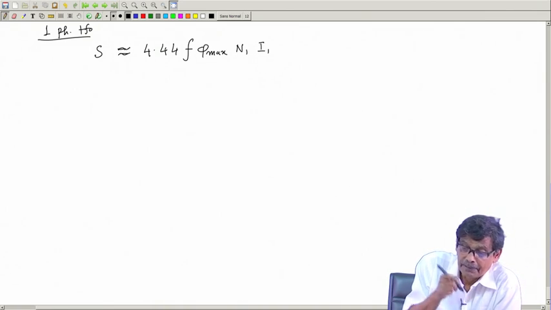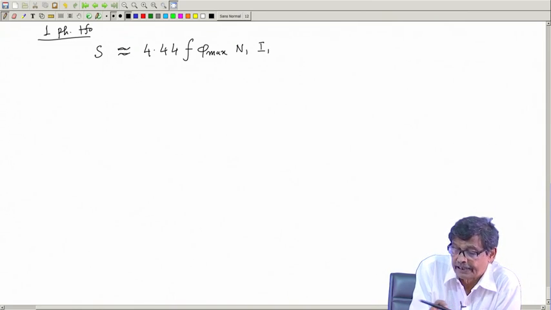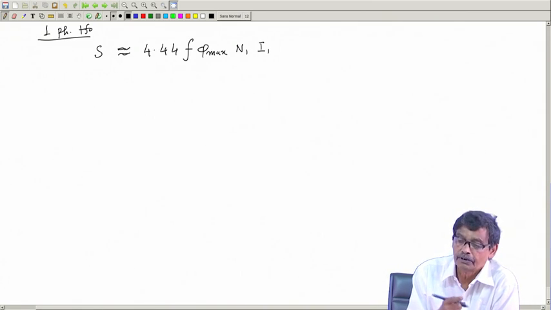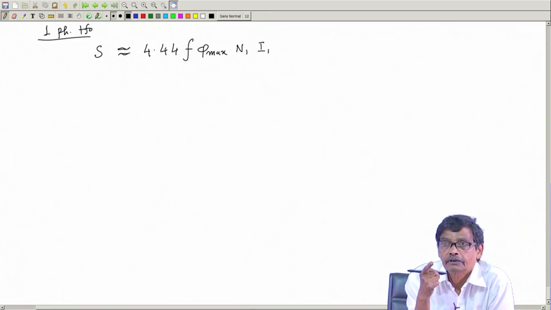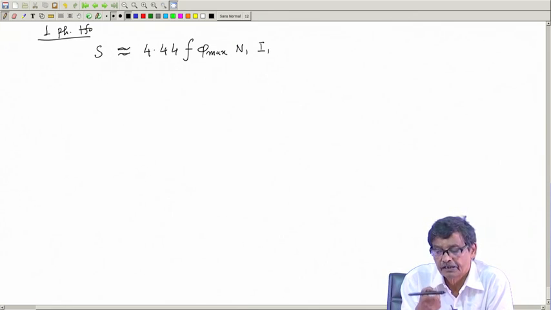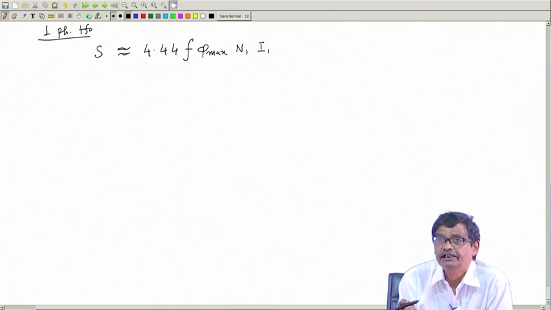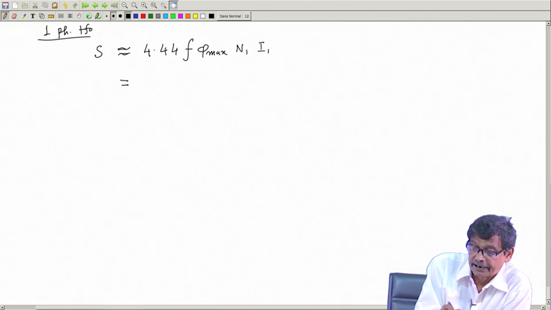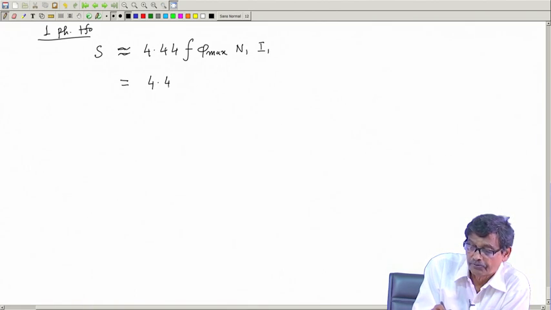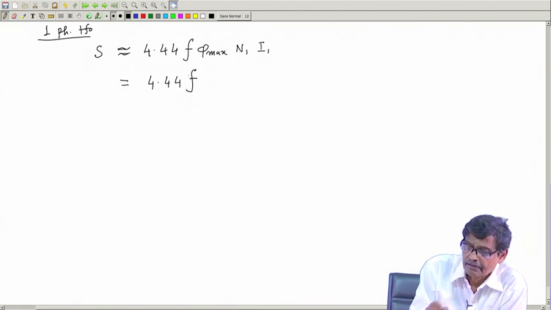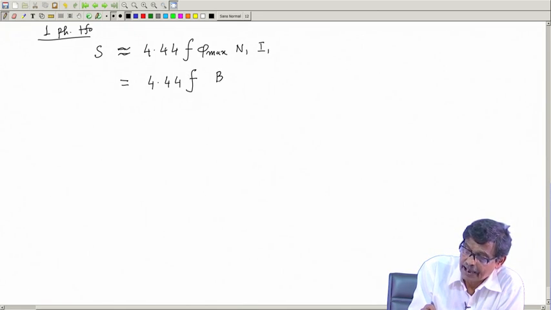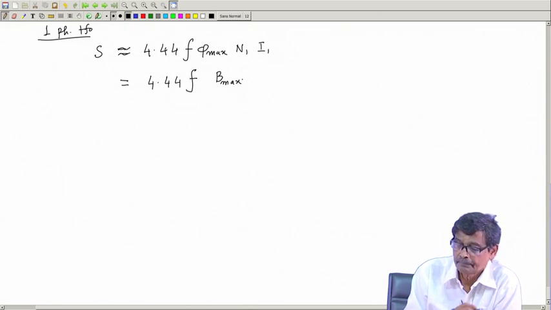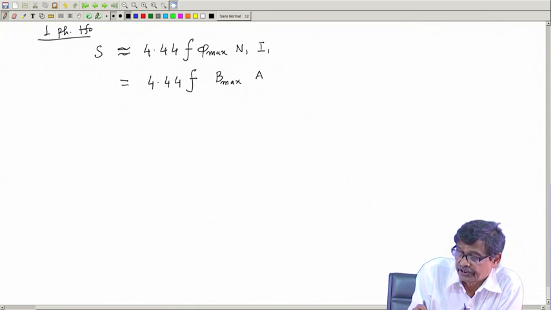Now, my plan is to express this KVA rating of this transformer in terms of specific magnetic loading, specific current loading and the physical dimension of the transformer. That is my goal. So, this I can write as 4.44 F. For phi max I will write B max and iron cross sectional area, but net iron cross sectional area.